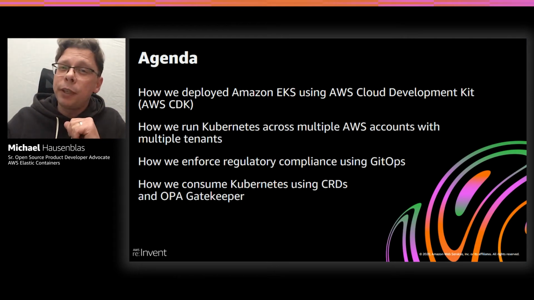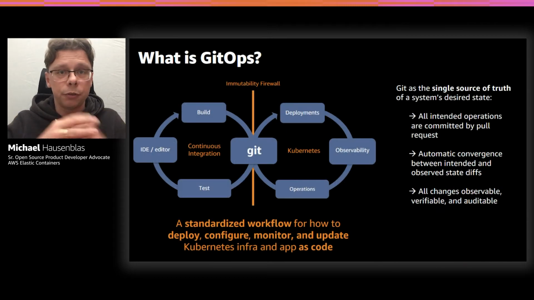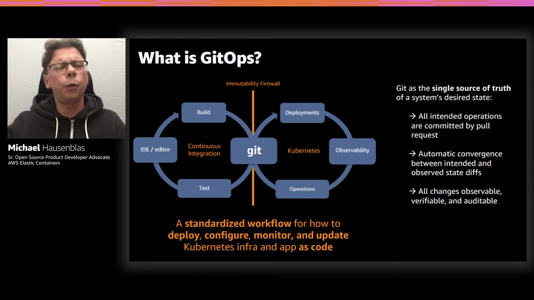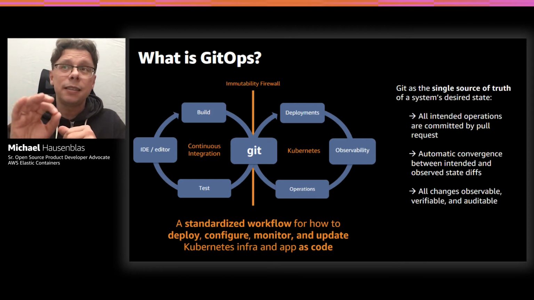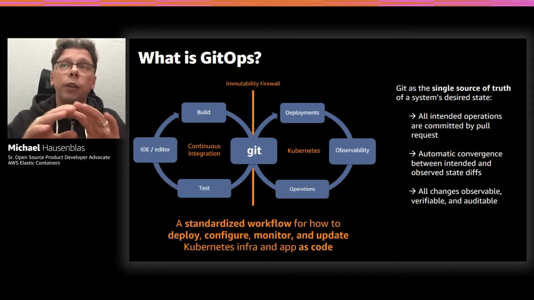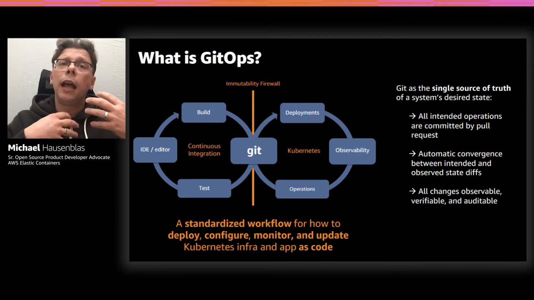But before we get started, let's step back a bit and make sure that we are all on the same page concerning GitOps. So what is GitOps? GitOps is kind of like your cloud-native operation model. So we're using Git as the single source of truth for the entire system state. All intended operations are captured in Git, are verified, and you have these two loops.